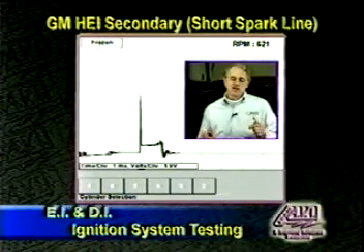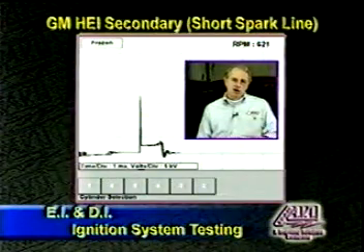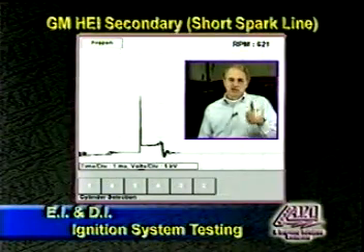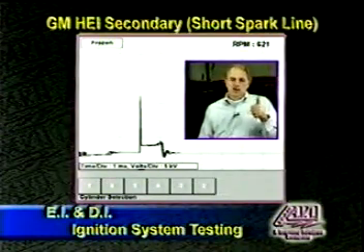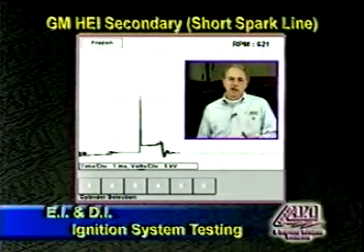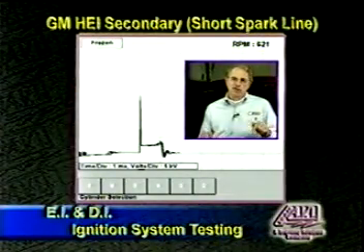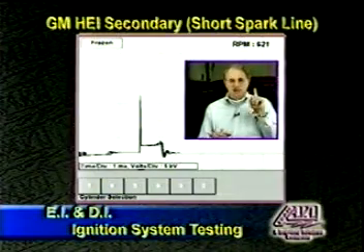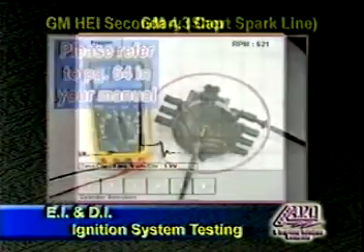But remember, the leading cause of internal coil carbon tracking is what? Excessively high secondary firing KVs. So let's go ahead and investigate what caused all 6-cylinder firing KVs to be too high. It's got to be one common denominator.